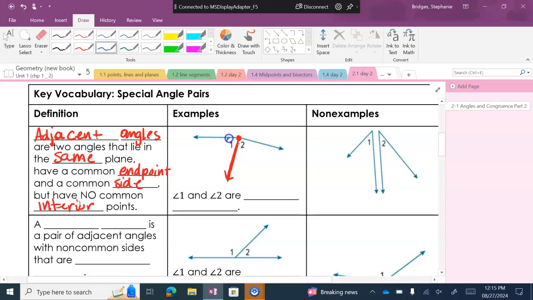But angle 1 is the distance from here to here that I'm putting in blue. And then angle 2 is the distance between here and here. So therefore, they do not share any interior points. They share an endpoint and they share a side. So adjacent angles are always angles that are right next to each other.